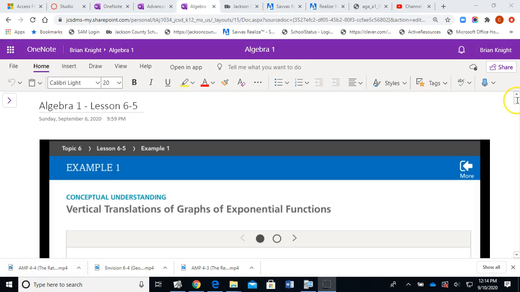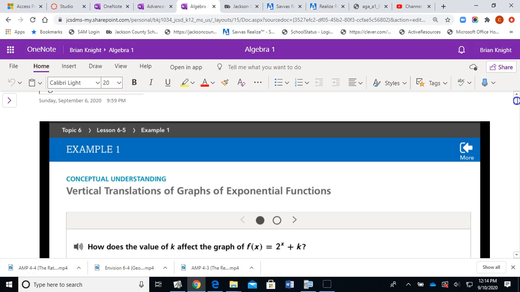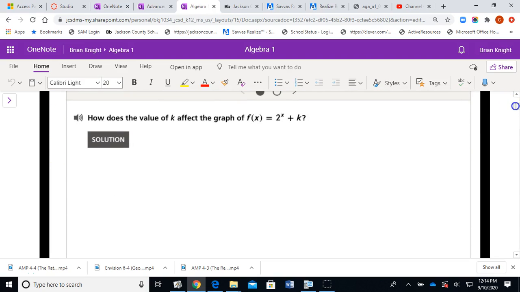We're doing lesson 6.5 today, which is transforming exponential functions. Everything that we talk about, you should already know. So what we're going to do is go over a few examples and then do some on the board, and then we'll go over our review.